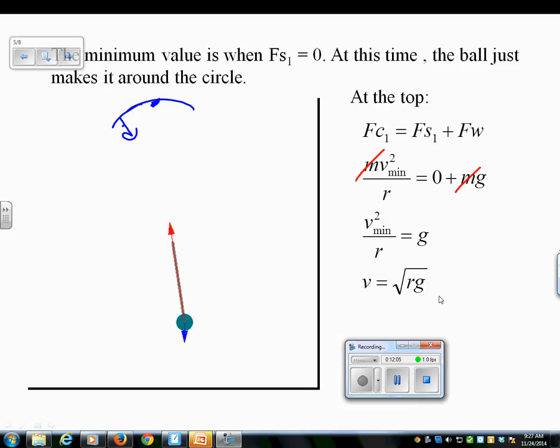So if they wanted to break the record for the largest vertical circle, the loop-the-loop thing, if they wanted to make a bigger circle, what would have to happen to the speed? Would it have to go up, or down, or stay the same? It would have to go up, right? The bigger the circle, the faster you have to go.